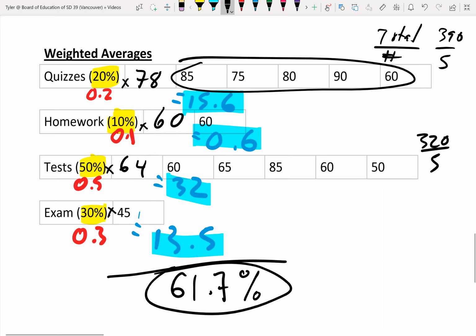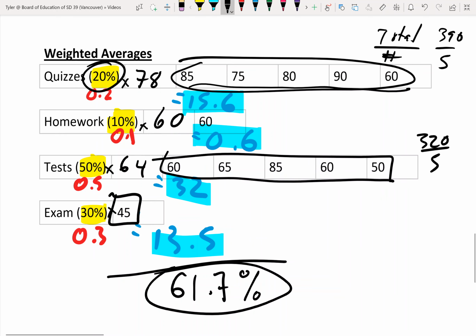The reason it was so low was because even though he did really well on these quizzes, the quizzes weren't worth very much. He did really bad on the exam and really bad on some of the tests, which gave him not a great test mark, which brought his final average down. Now, even though he failed the exam, the rest of his marks were high enough to boost his marks, so he ended up getting the 61.